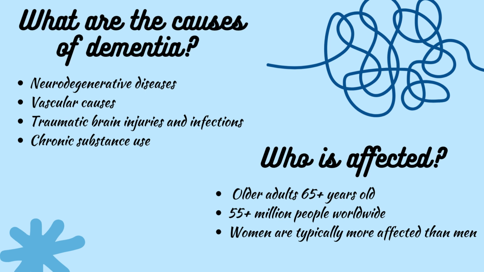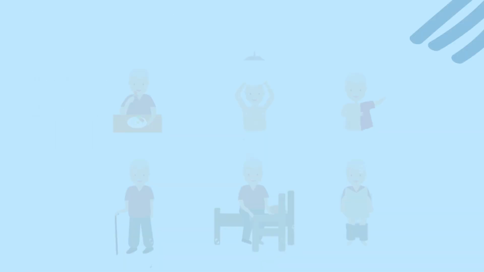Who is most affected? This condition typically affects adults 65 years and older. More than 55 million people worldwide are living with dementia. Women are commonly more affected than men.